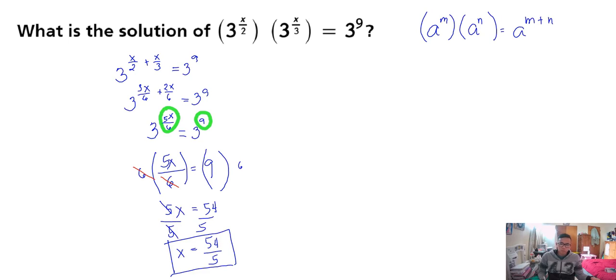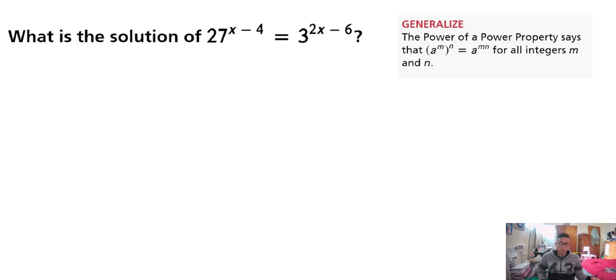Next, we're going to apply the power of a power property. When we say power of a power property, you have to multiply two exponents with the same base. We have to make sure that the given have the same base. To generalize that, the power of a power property says that the quantity a raised to m, raised to n, so there are two exponents here, is equal to a raised to m times n, for all integers m and n.